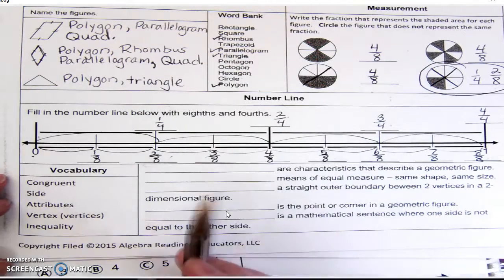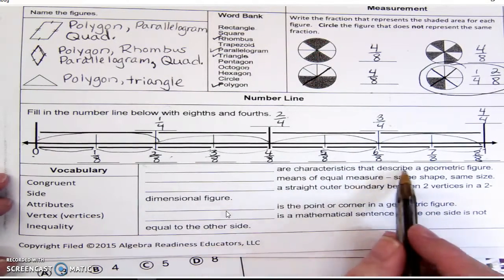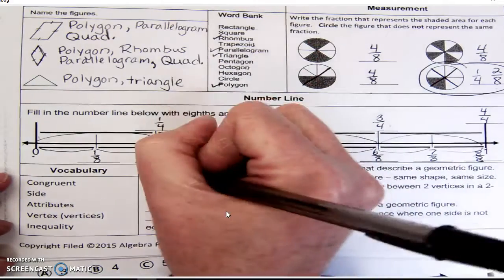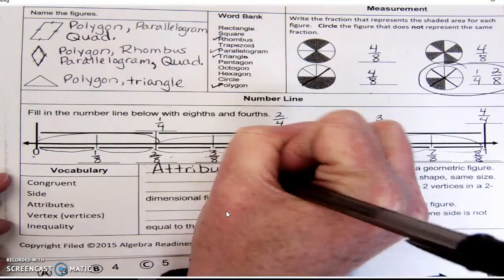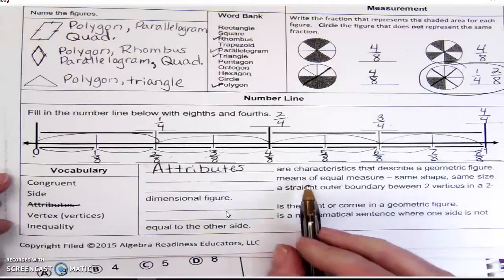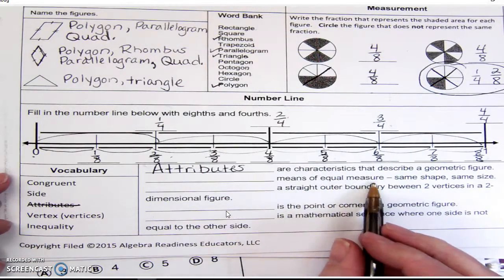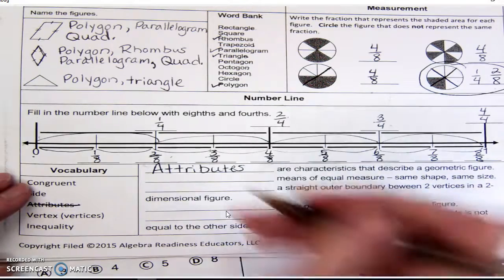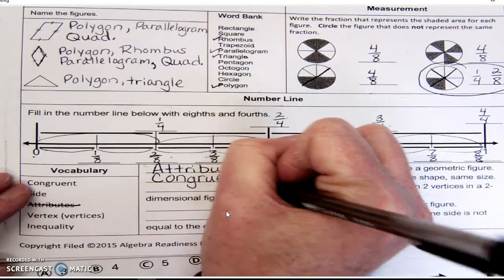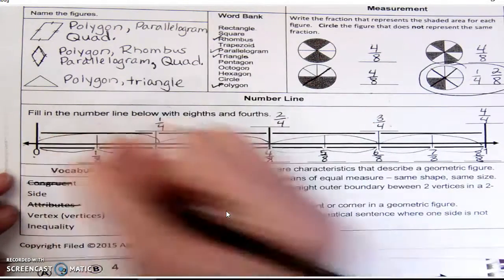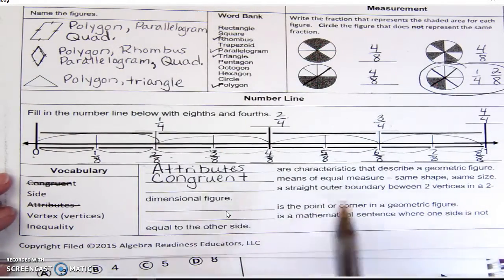Okay, look at your vocabulary. Characteristics that describe a geometric figure are attributes. Means of equal measure, same shape, same size. That is congruent. Shapes that are congruent are the same shape and the same size.